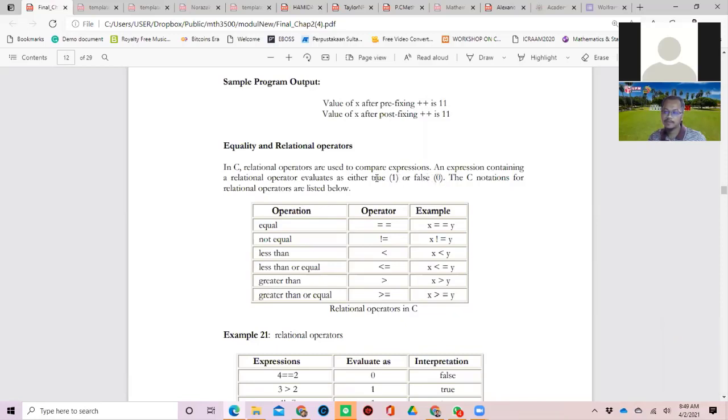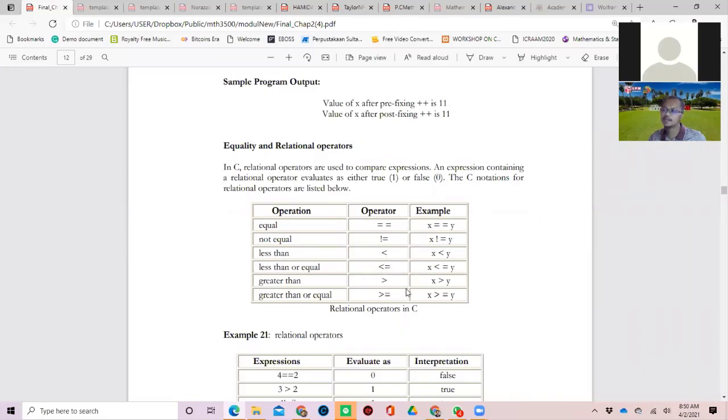This is the first thing we need to know before we look at this table. Okay, now in C, equal is the double equal operator. Not equal is exclamation mark followed by equal, like this one. This one is the example statement. Then less than or equal.